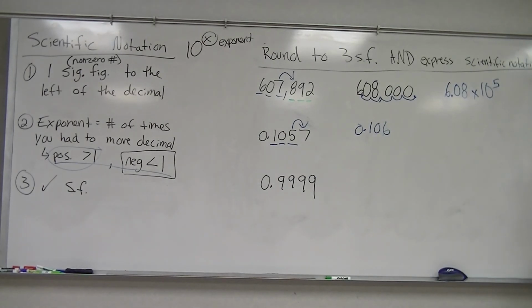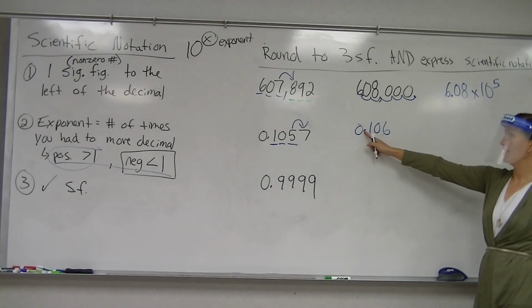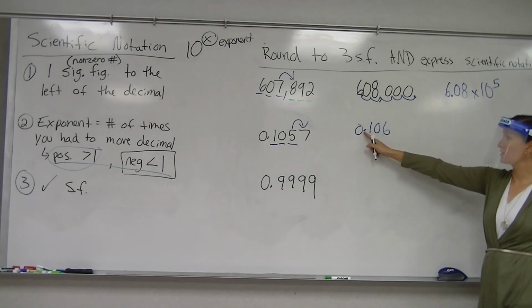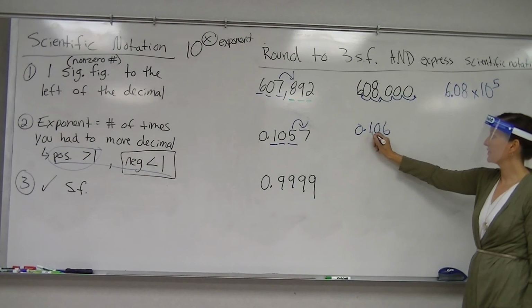To represent that in scientific notation, I need to move that decimal point. I only have to move it once, actually, because I want it between the 1 and the 0.